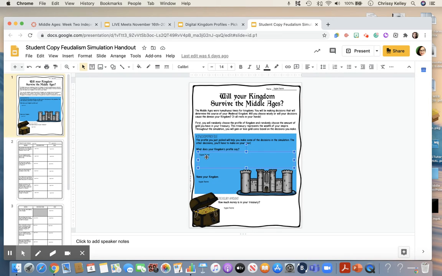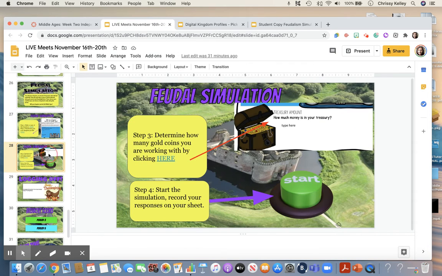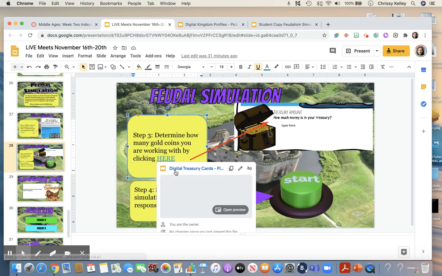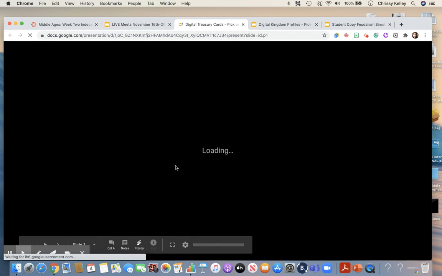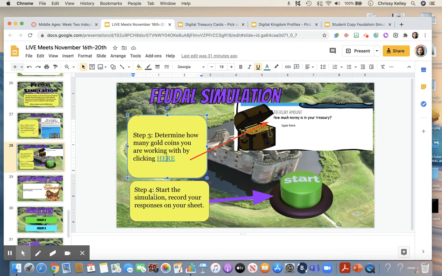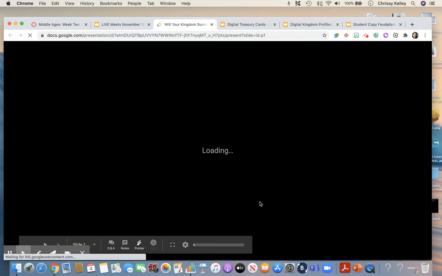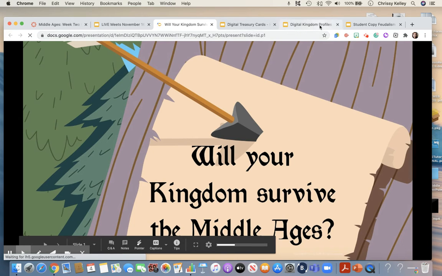So just like last time, you're going to randomly pick a kingdom. You're going to type in the response here from the one that you chose, and then you're going to name your kingdom. Next, you're going to choose the money in your treasury. And just like last time, you're going to need to keep track of how much money you have in your treasury. So you're going to determine how many gold coins by clicking on this link and clicking on a random treasury card. Then you are going to start the simulation. So I'm going to follow this arrow. Boom. Okay. So I'm going to go to this simulation, and I am going to follow the questions.